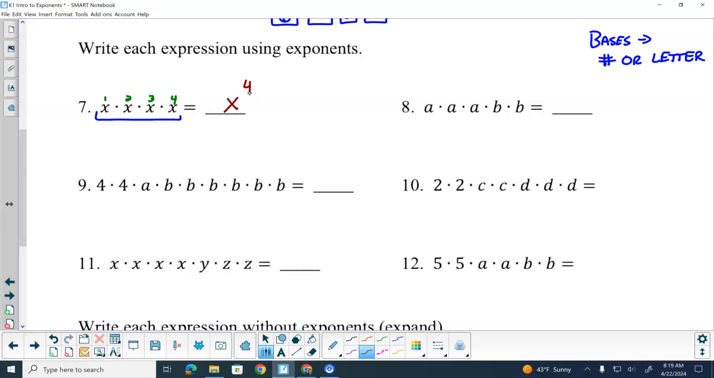And that exponent, remember, is written smaller and it's written above the line. Don't write it like this. That's not an exponent. That's multiplying x times 4. We've got to write it smaller, and we've got to write it above in that upper right-hand corner of the base, whatever base it is.